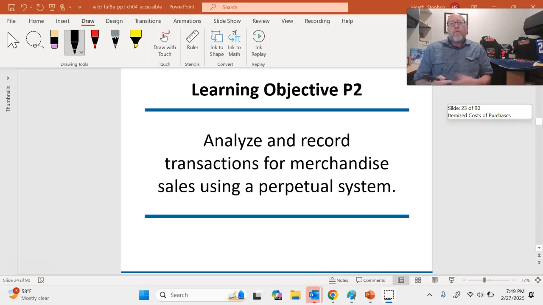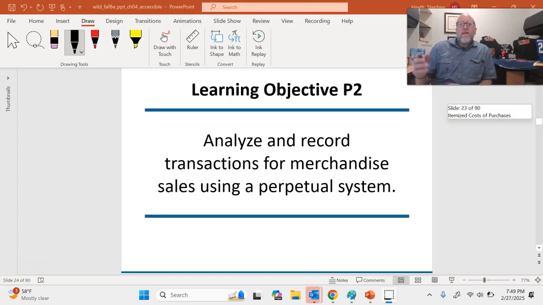It's all happening perpetually. There's an alternative inventory costing system called the periodic, and that's more for a small place of business or something that doesn't have a lot of transactions happening all at once. You can afford to update your accounting records periodically.